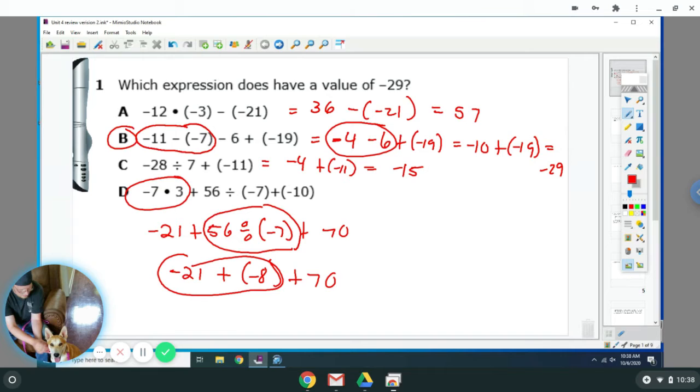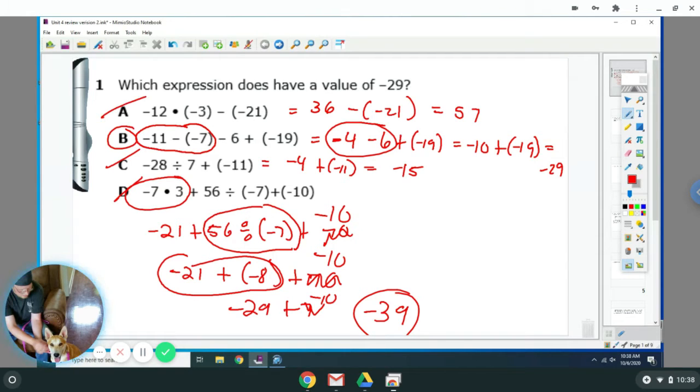Negative 21 plus negative 8 is negative 29, plus, I keep writing this as a 70. This is a negative 10. So now negative 29 plus negative 10 is negative 39. Apologies. So that's the reason why A, C, and D are wrong and B is correct. So just work the problems out and figure out which one equals the correct one. And I recommend doing them all just in case you make a mistake.